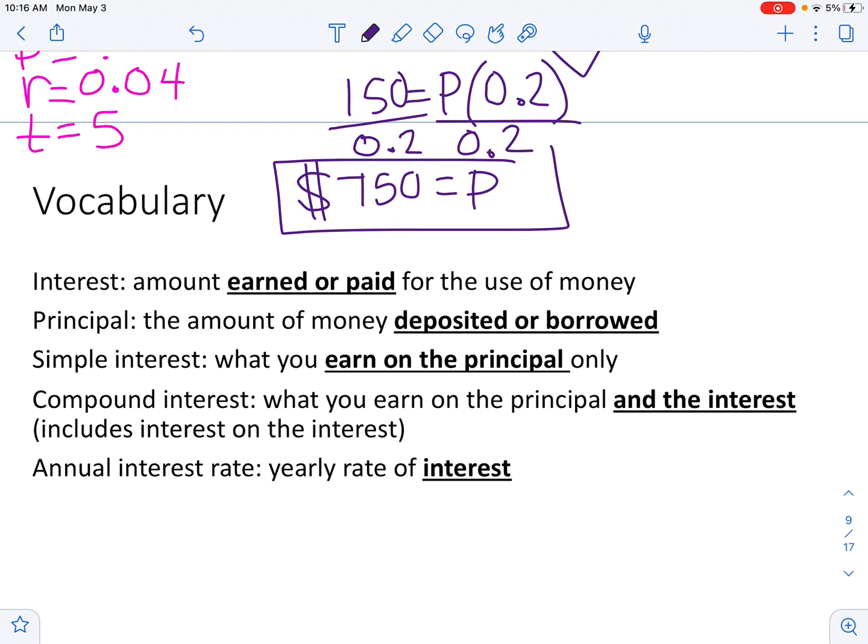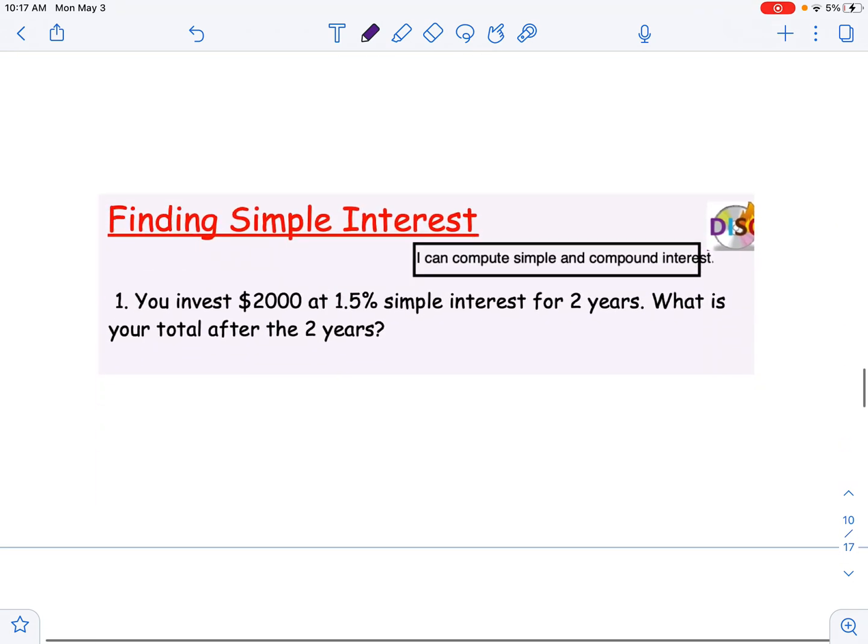So some vocab: interest is the amount earned or paid for the use of money. Principal is that starting amount. Simple interest is what you earn or what you have to pay on the principal only. But compound interest is what you earn on the principal and the interest. So basically, compound interest is interest on the interest. And then annual interest rate is the yearly rate.